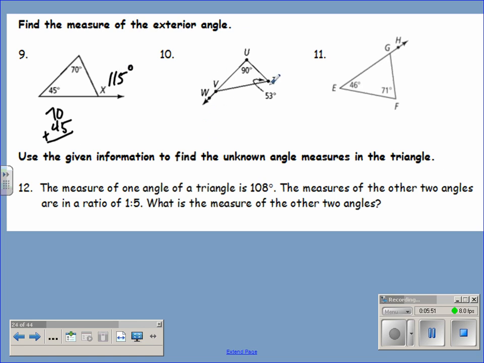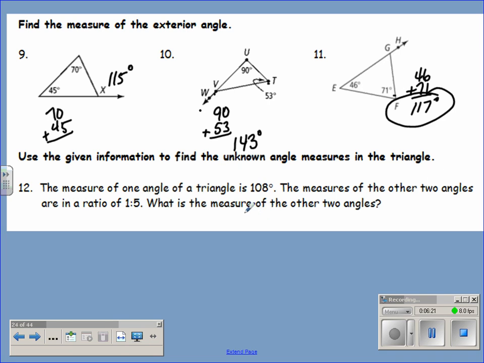Same thing here. If I want to find angle TXW, which is the exterior angle, I take the angles furthest away, 90 and 53, and add them up, and that will be equal to angle TVW, which would be 143 degrees. Lastly, to find angle HGF, do the same thing. Take 46 and 71 and add them up, and I don't have to subtract at all. That's my answer, 117.